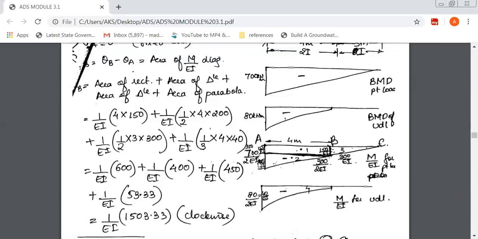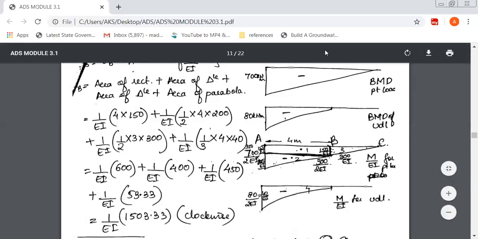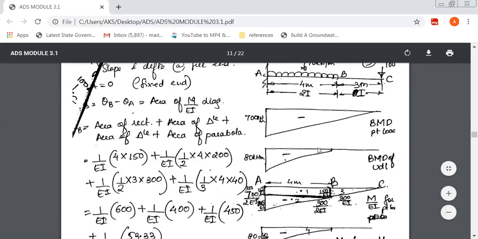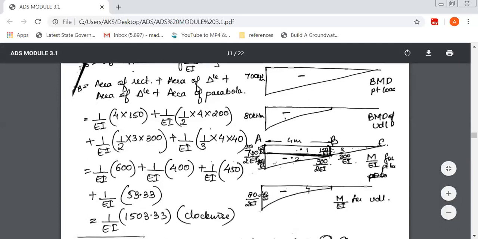But the AB span has 2I. So because it has 2I, this 700 I'm going to divide by 2. So 700 divided by 2 is 350. Okay. So this 350 over EI will get distributed now. Basically, this complete line is 350.